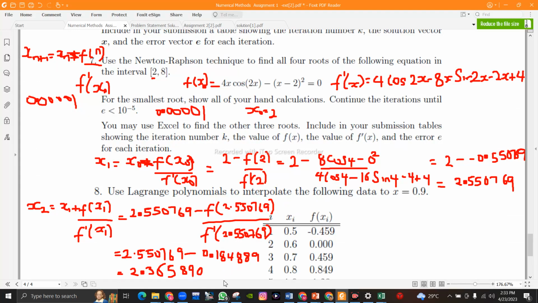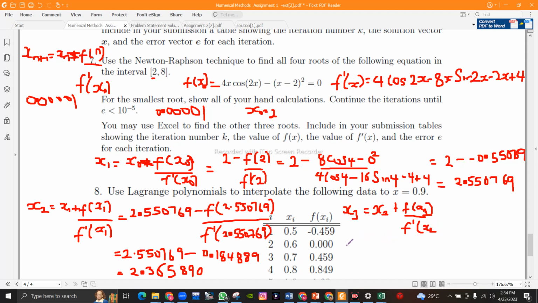So this is our new value. If we subtract it from the previous value, the error is still 0.1, not at the accuracy that we want. So we go to the third iteration, which is x3. x3 equals x2 plus f of x2 divided by f prime of x2. x2, not x1, x2.